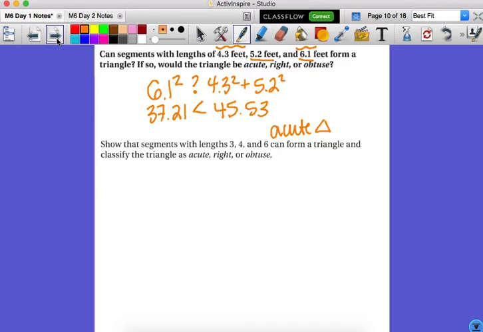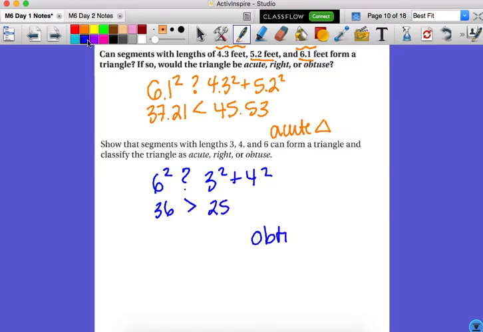Now I would recommend that you try the next one on your own. Determine, is this acute, right, or obtuse? This one can be a triangle using the triangle inequality theorem. Again, remember, you always start with your biggest number. How does 6 squared relate to 3 squared plus 4 squared? So how does 36 relate to 9 plus 16? That is a greater than situation. So this is an obtuse triangle.